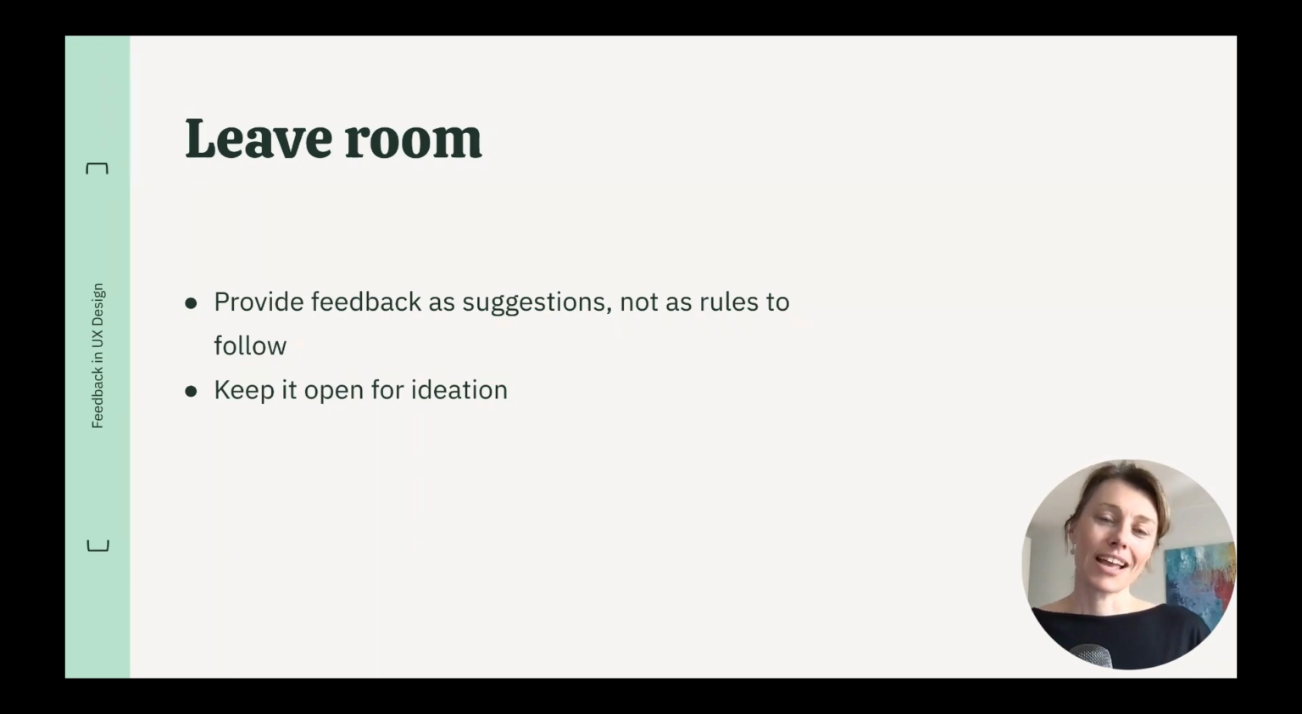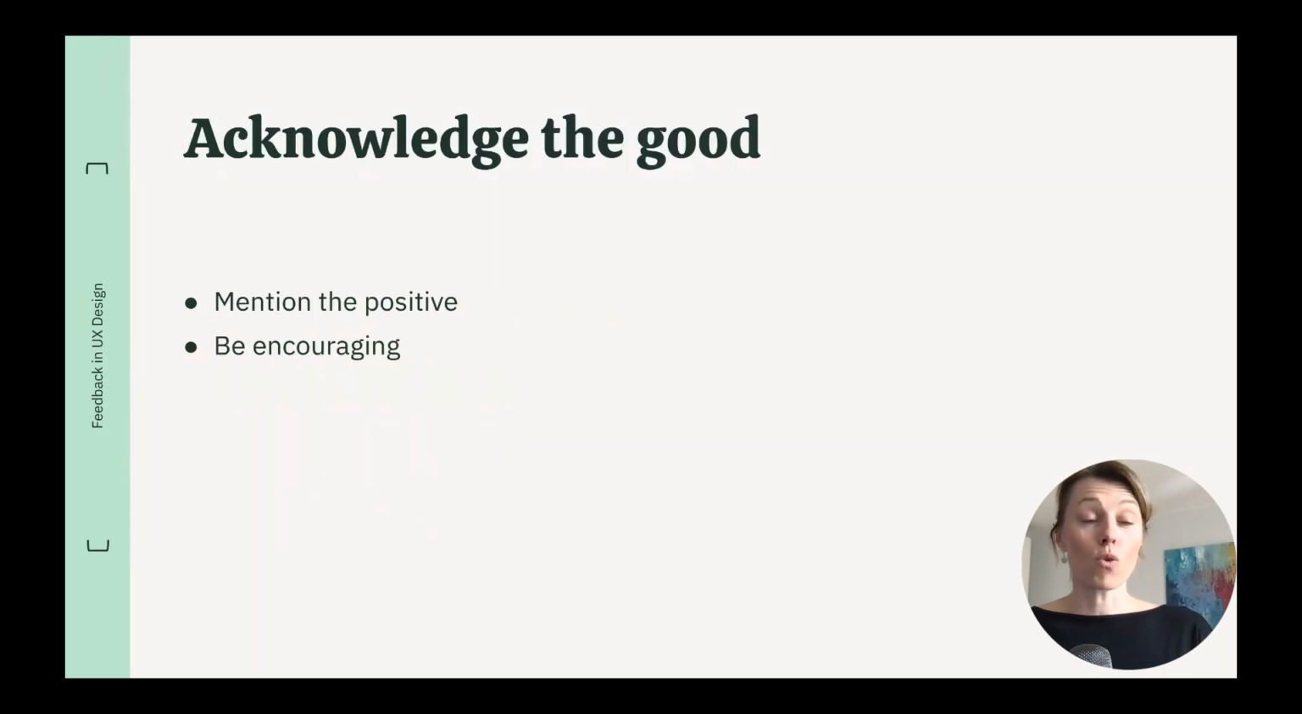Then also acknowledge the good. While you're giving feedback, the feedback should always be focused on growth, like making a solution better, but also making a person better. So acknowledge also the good. There, again, went a lot of time into creating something. So mention anything that's positive, but also encouraging for the designer to keep growing.